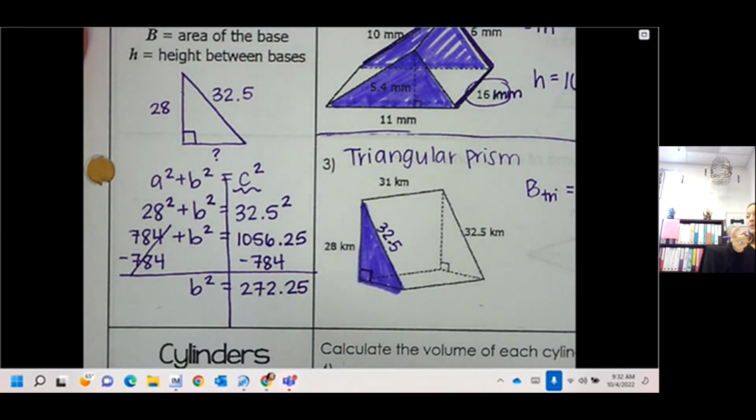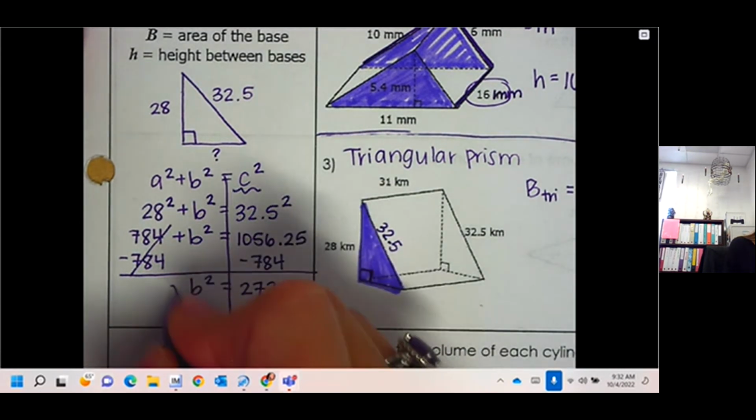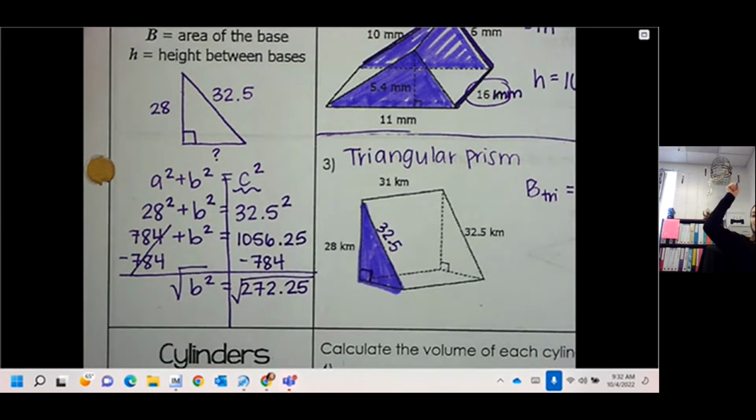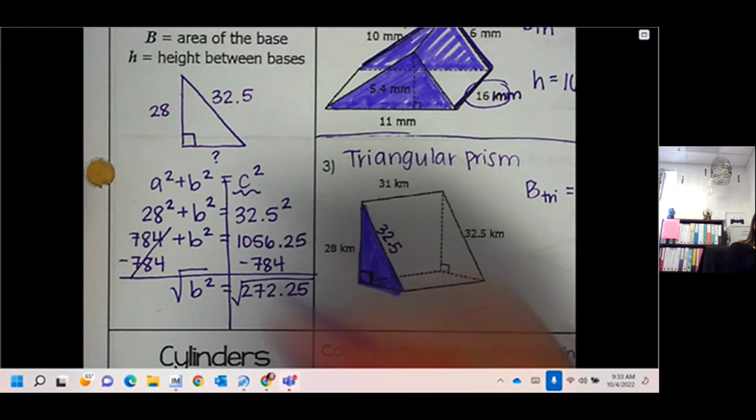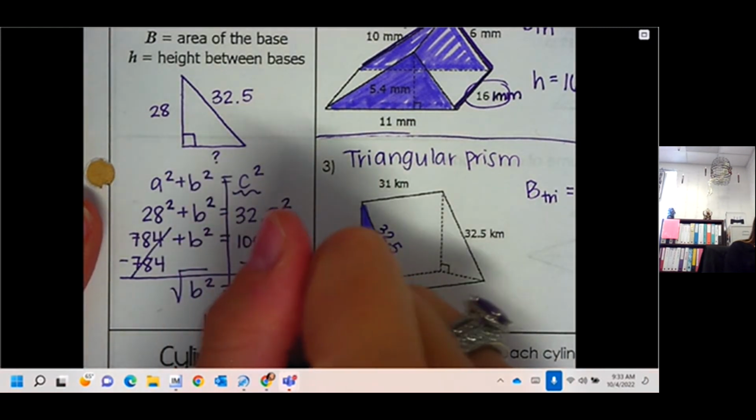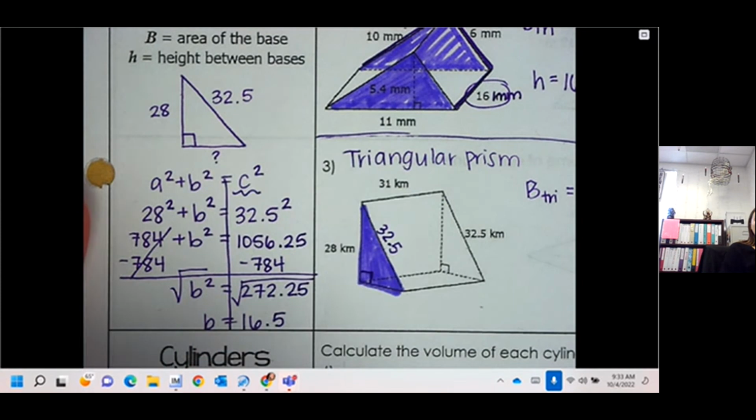Square root it. Yes, I want to get rid of the square, so we do the opposite, which is square root. And this time you'll push the shift button. So you push the number in first, and then you push shift x squared. Tim, what you got? 16.5. Great. Oh my gosh, that was a lot of work.